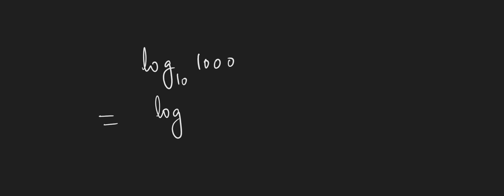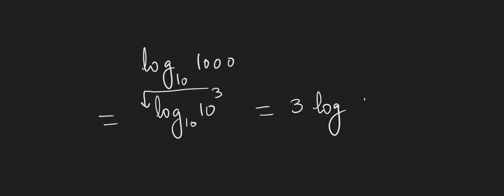Now, because the logarithm of any number to the same base is always 1, the value of log 1000 to the base 10 can be written as log 10 to the power 3 base 10, which can be written as, we can bring the 3 outside, so 3 log 10 base 10, and we know log 10 base 10 is equal to 1, so this is 3 multiplied by 1, which is equal to 3.